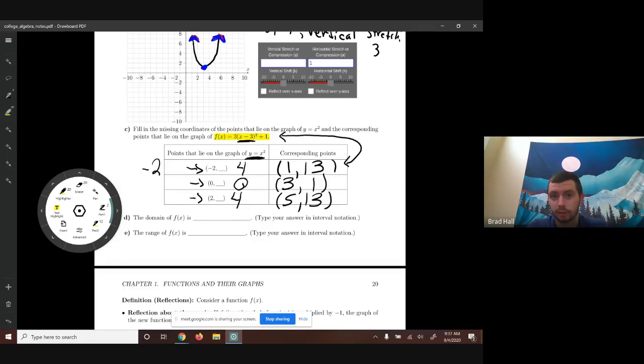So that's what that means. It means that original point of -2 comma 4, how does that point transform after we apply all the transformations? Well, the x value shifted to the right, and then there's some output that corresponds to that.